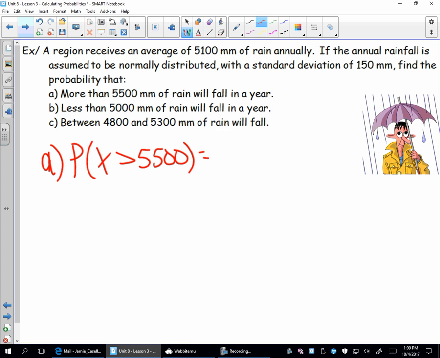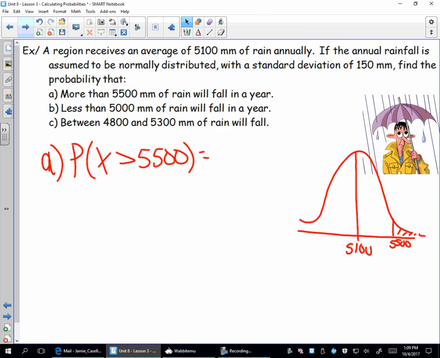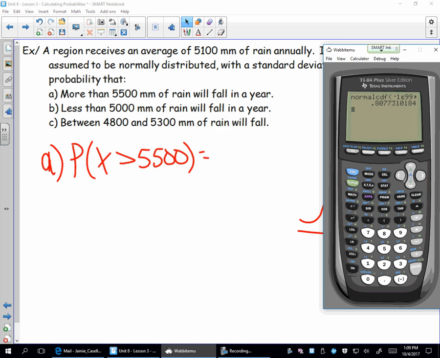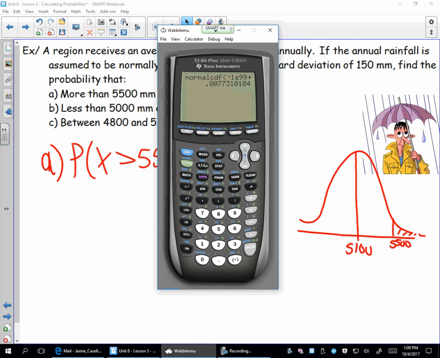If I'm thinking about a graph, down the middle is my mean, which is 5,100. And I want 5,500 all the way up to here, which theoretically goes to infinity. I can use my calculator to do that for me. We're going to go back to our normal CDF, so second vars, number 2. This time our boundaries have to start at 5,500 and go all the way up to positive infinity.